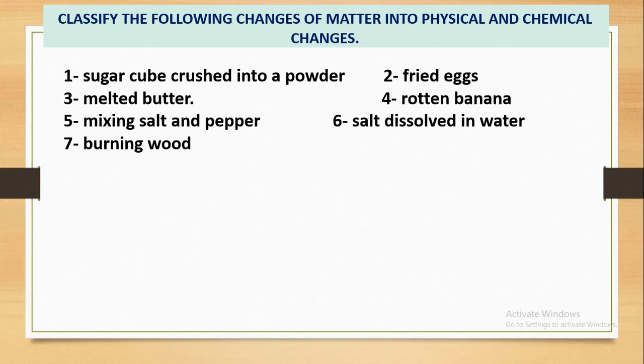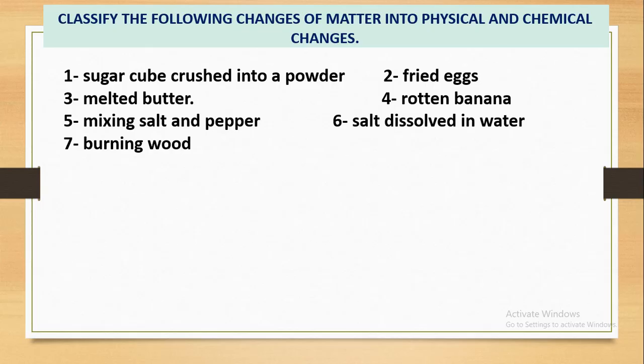Now to the final exercise. Classify the following changes of matter into physical and chemical changes. Number 1, sugar cube crushed into a powder. Crushed, that means no new substance is formed, right? So it's a physical change. It's a change of shape, a change of size.